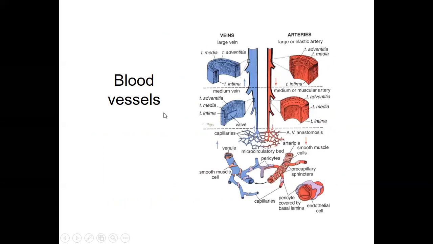So you can see here, these are the blood vessels. This is the artery, this is the vein. This is the large artery, this is the large vein. This is the medium or muscular artery, and then this is the smaller one. We have the capillary, a very small space, and we also have the arteriole. You can see here, this is the capillary, and this is the arteriole.